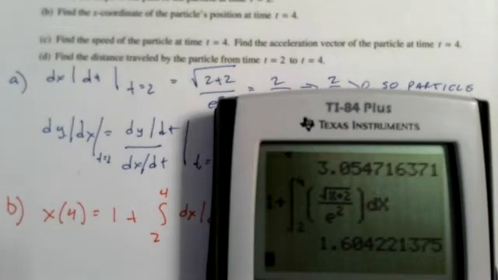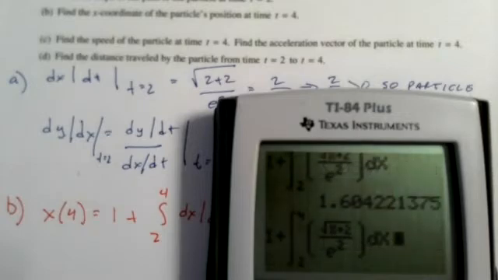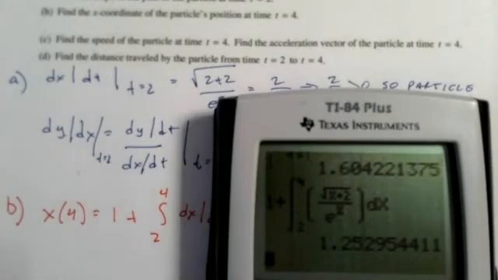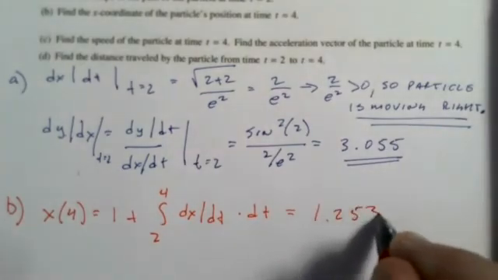1 plus integral 2 to 4. Oh, goodness gracious. Why did I put 2 in there? Good to make mistakes. X. That was weird. 1.253. That's a little better. Equals 1.253.